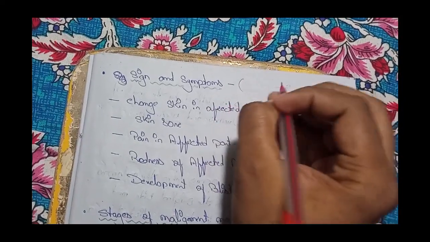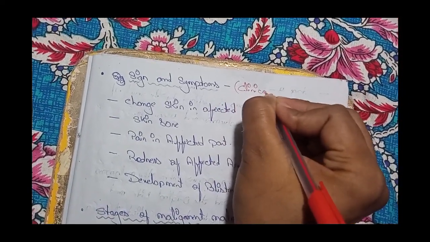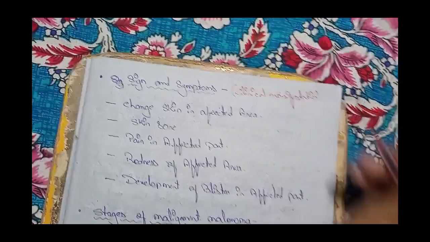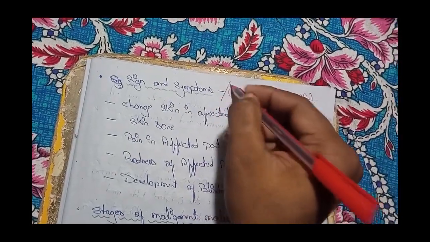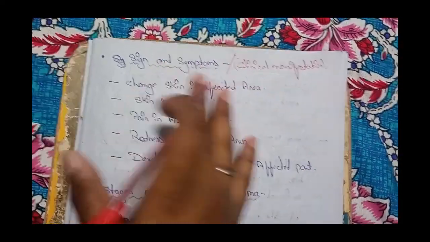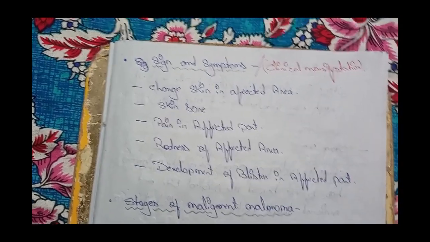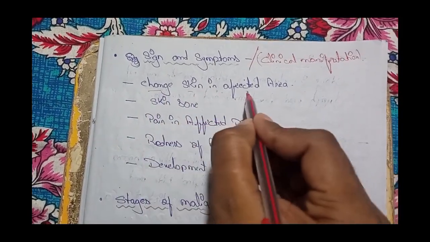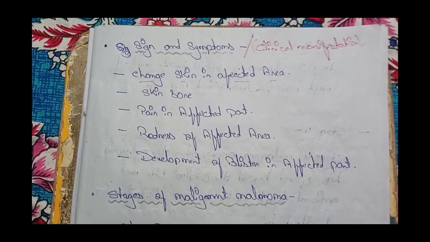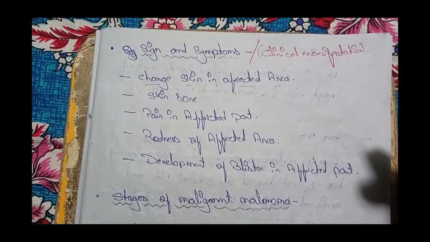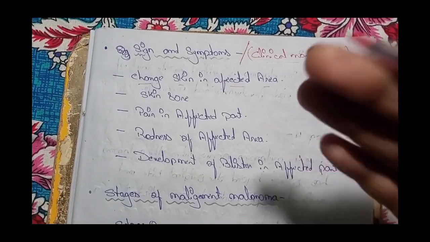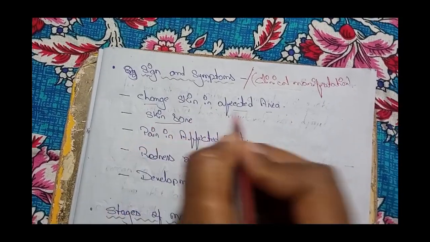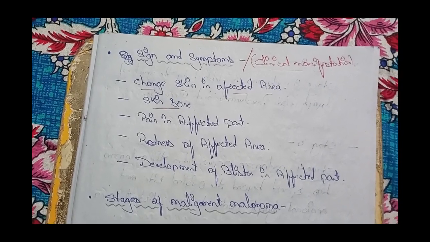Signs and symptoms are also known as clinical manifestations. So what signs and symptoms can we get for skin cancer? Change of skin in the affected area: the skin color changes in the area where the cancerous cells are affecting it. Then skin sores, meaning blisters, develop on the skin.